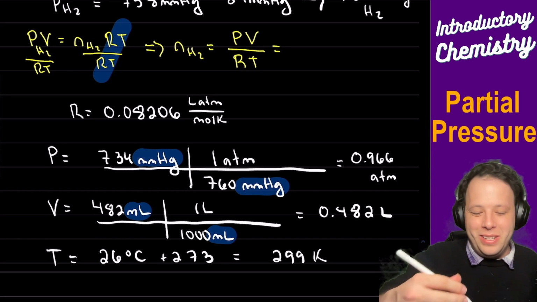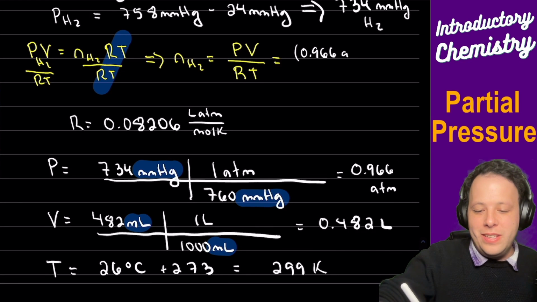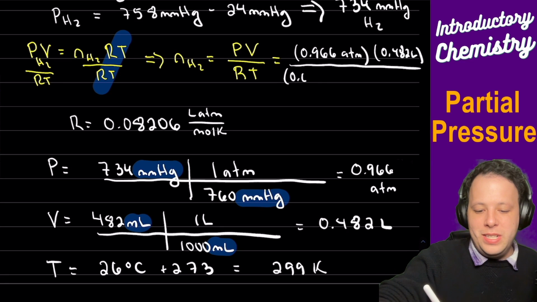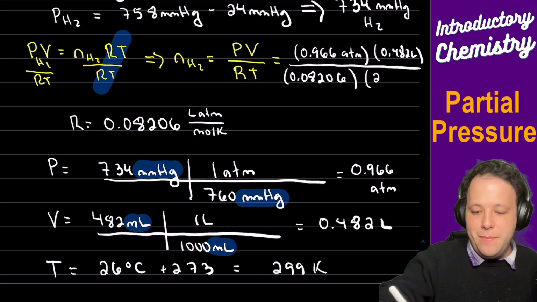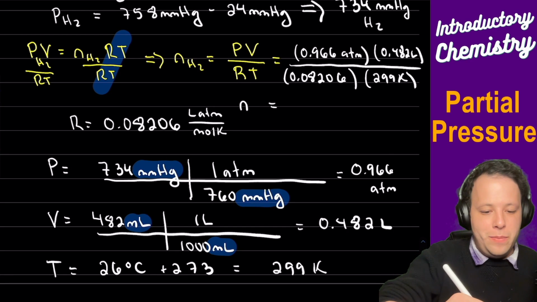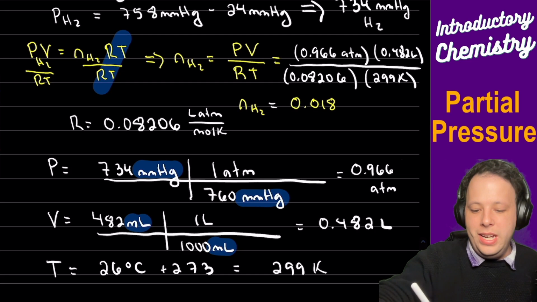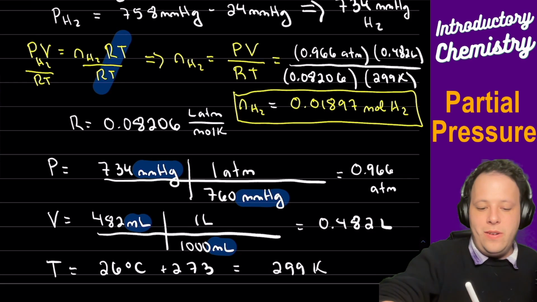Okay, now we can plug all these values in. So we'll plug everything in. We have the atmospheres, we have our volume, we have our R constant, which is 0.08206, and then we also had our temperature, 299 K. Once that is solved, this will give us our moles of H2, and what we will get is 0.01897 moles of H2. Now, are we finished?